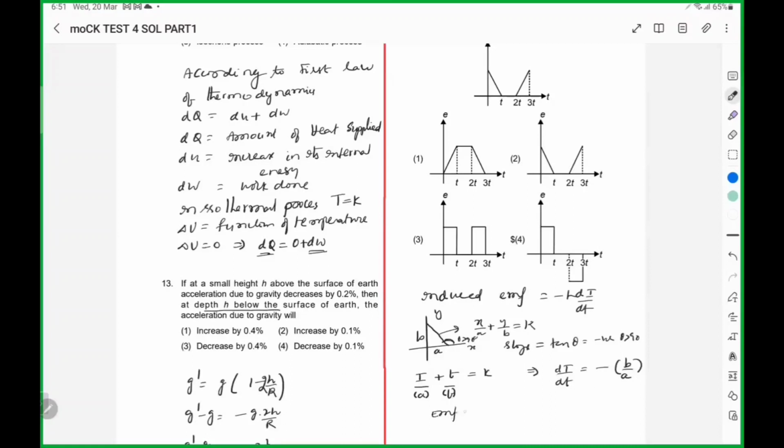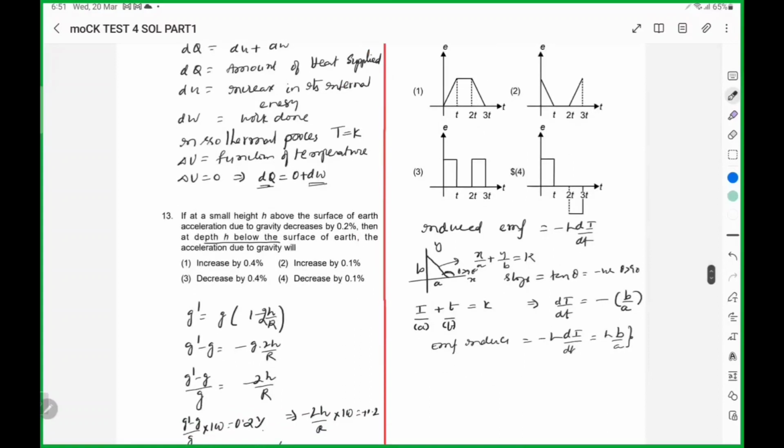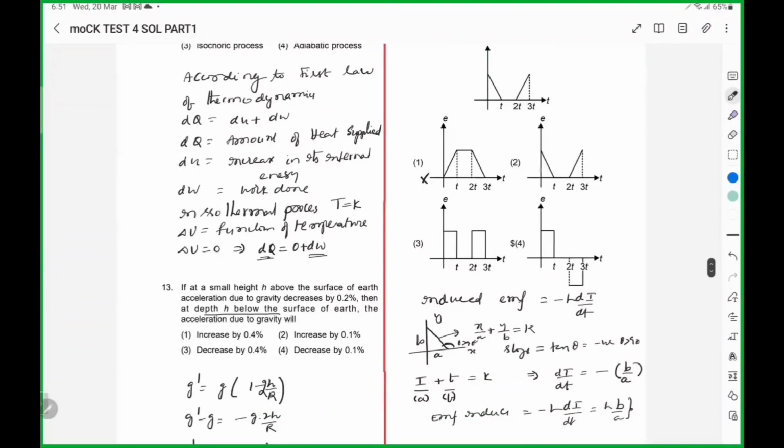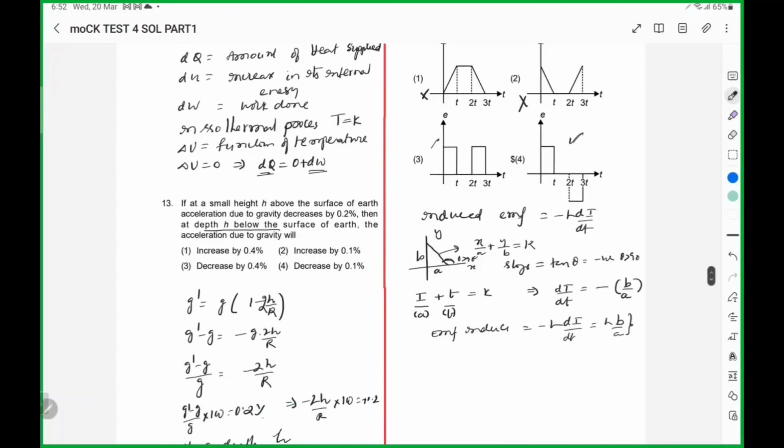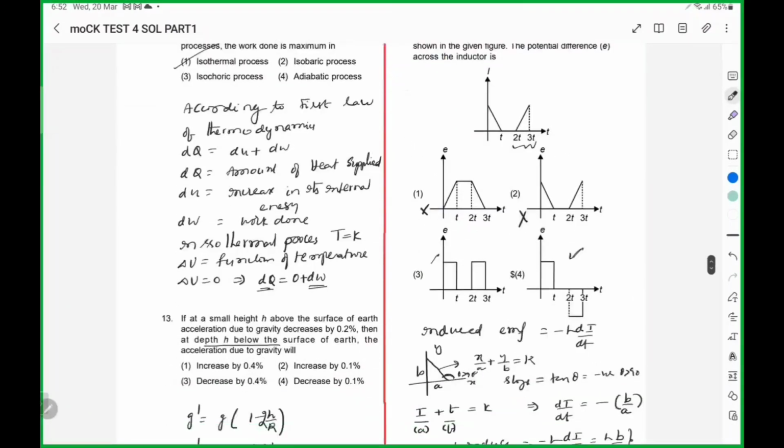So EMF induced will be minus L di by dt. So this is LB by A. L is constant, B by A is also constant. EMF induced is negative. Sorry, here it is positive and constant. So in the fourth graph, EMF is positive. In the third, induced EMF is varying. This can't be the answer. Here also it can't be the answer. Here EMF induced is constant, maybe this or maybe this. But among these two, which one is correct, we have to observe another part of the graph.